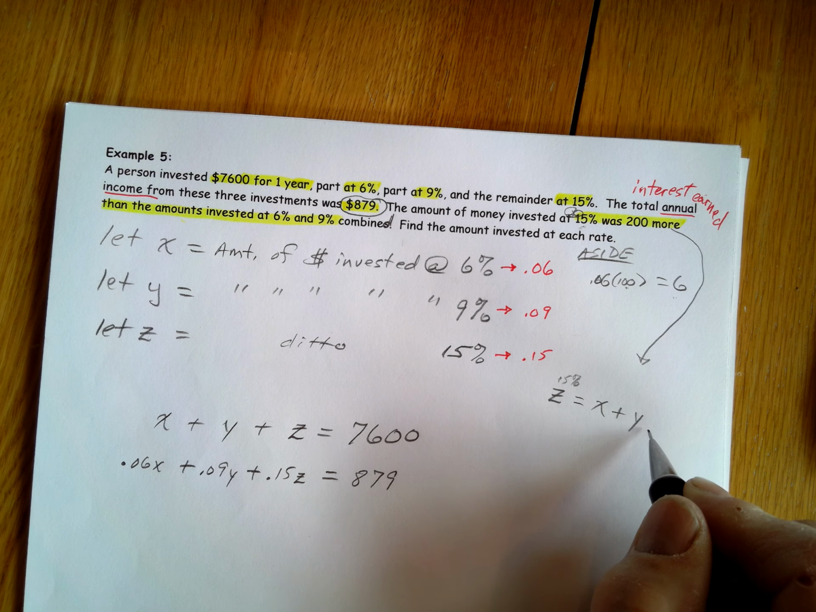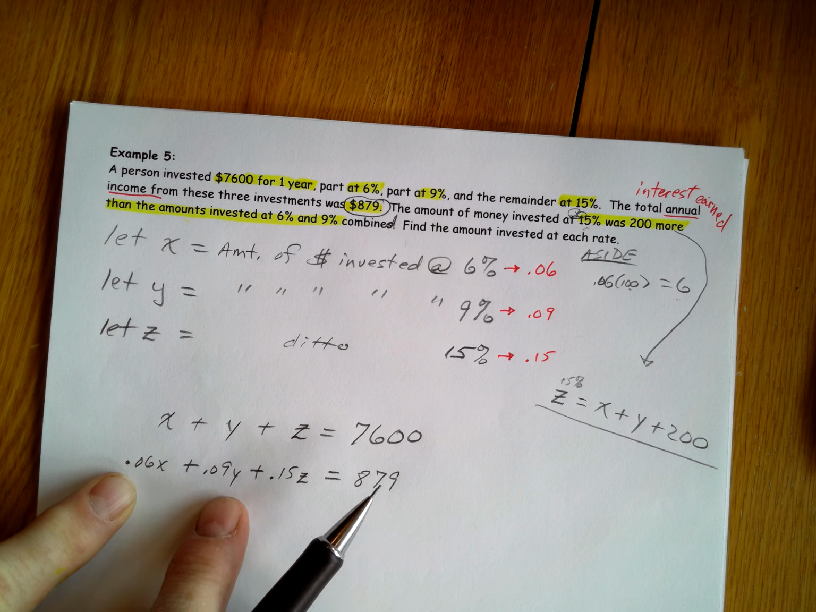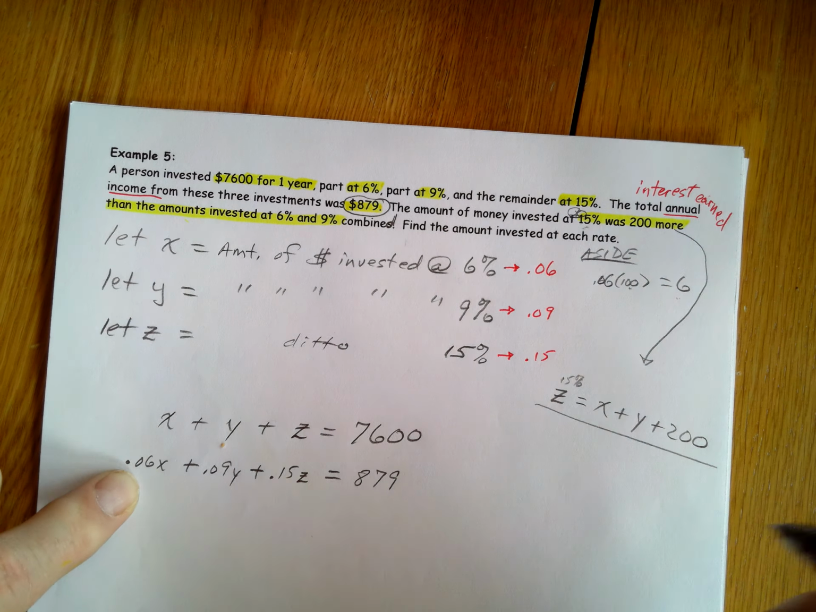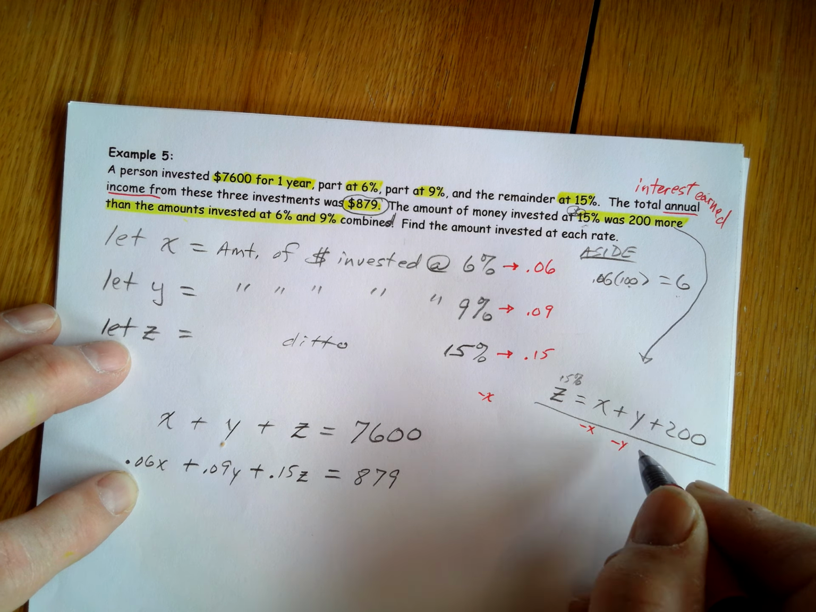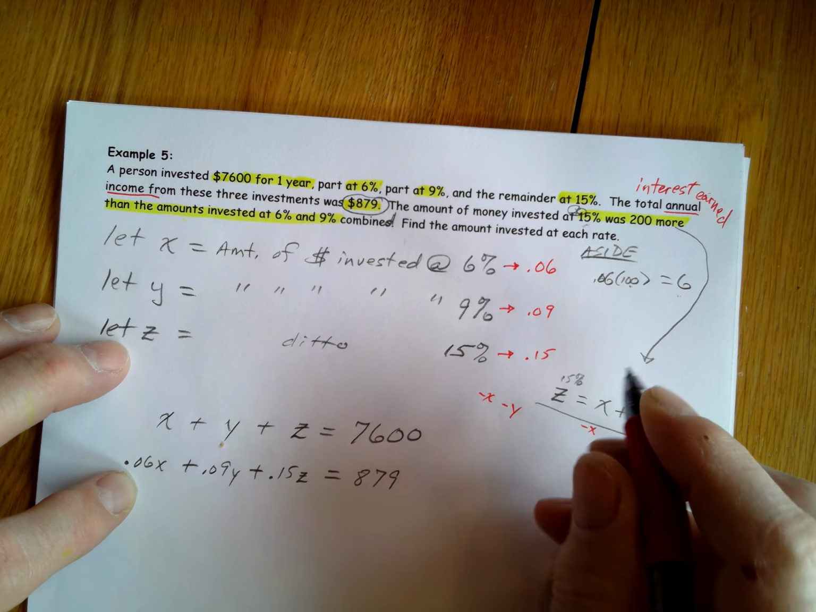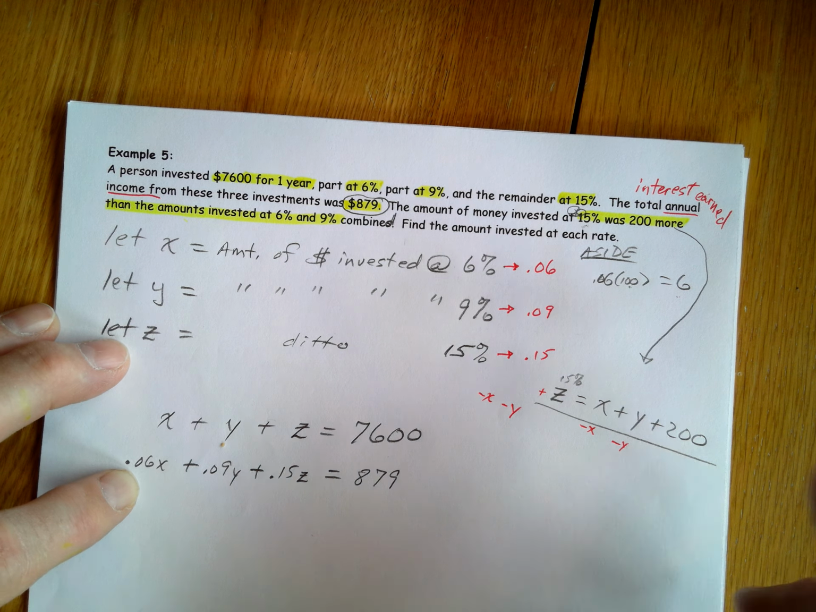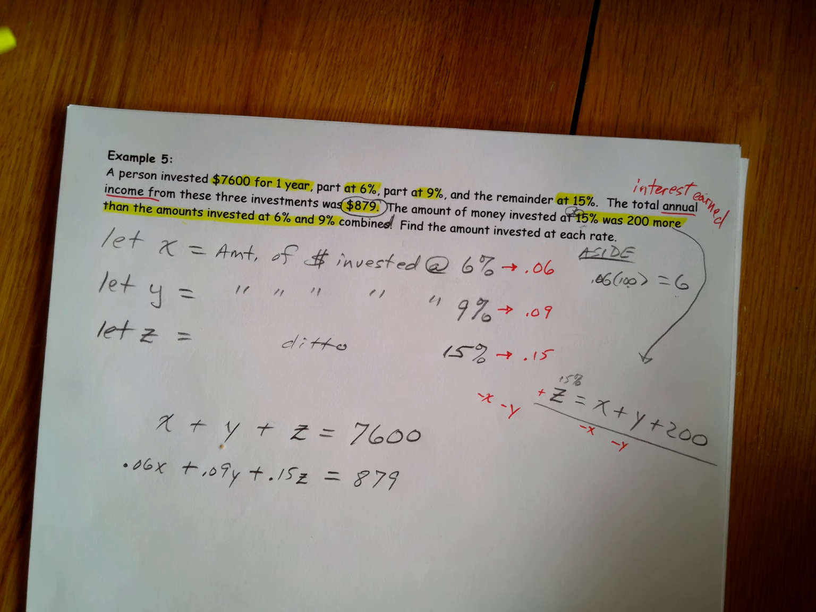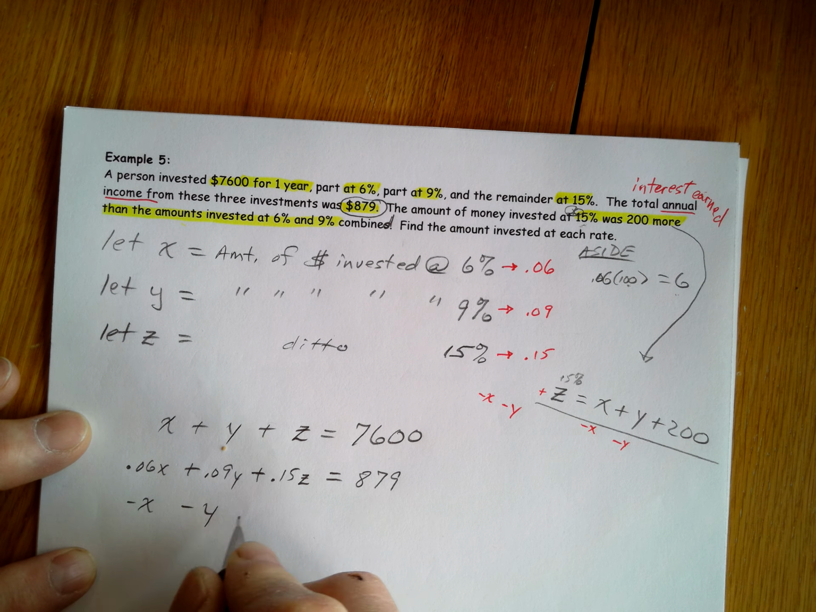Okay? Now, for a system of equations, though, we don't want our equation like that. We want it in standard form. So what am I going to do with the X and the Y? I'm going to minus X and minus X, going to minus Y and minus Y. So then I'm going to have minus X minus Y plus Z is equal to 200. Okay? That is my final equation for this problem. Negative X, negative Y, plus Z equals 200.